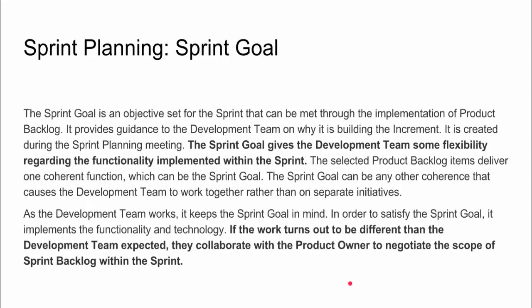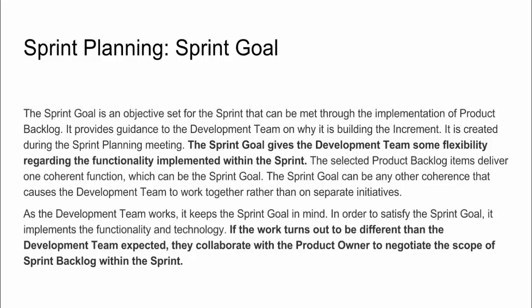And the final topic is the sprint goal. So at the end of the meeting, once everything has been decided, you decide on a sprint goal, which is typically a sentence or two that describes at a high level what the team will be delivering.